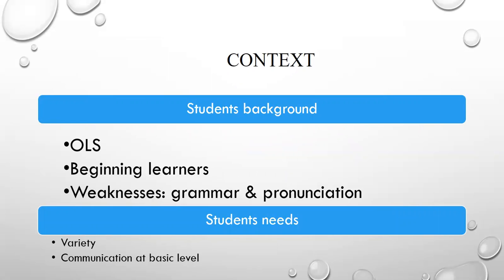All the learners for this syllabus are at the beginning level. They have weaknesses in grammar and pronunciation. They come to Outer Language School with a variety of needs and purposes, for example, immigration, traveling, getting a job promotion, or even taking an academic test. All of them would like to have the ability to communicate at a basic level.